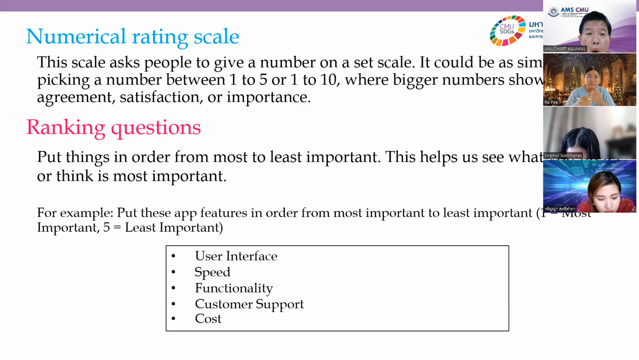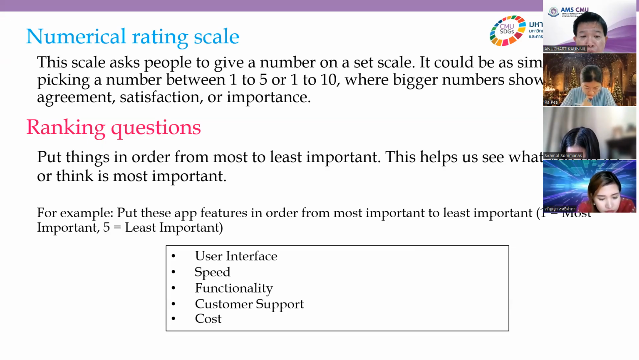And the last one we call the ranking scale or ranking question. A ranking question is not just about shades, it's about variety. You put things in order from most to least important. It helps the respondents indicate what they prefer most.